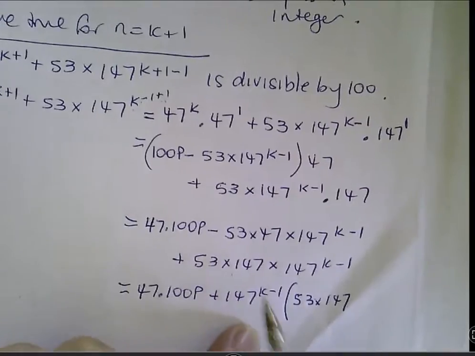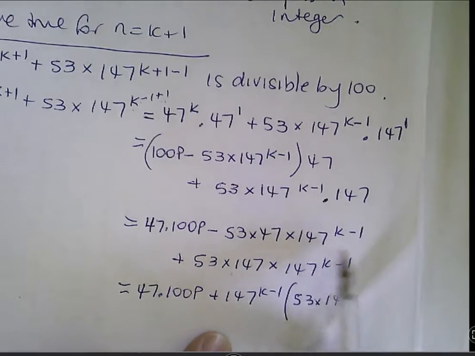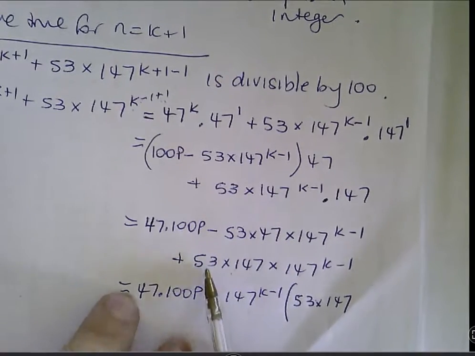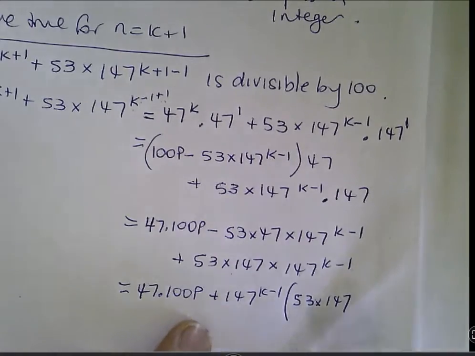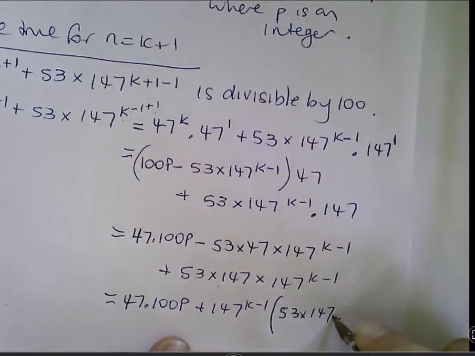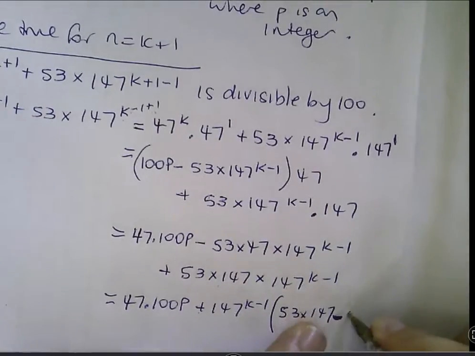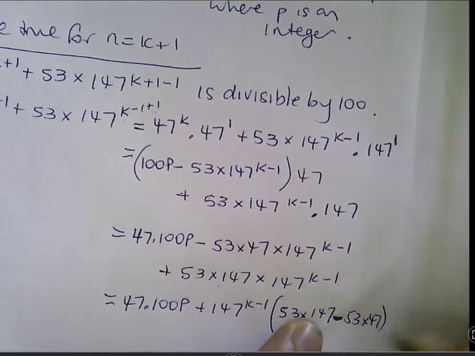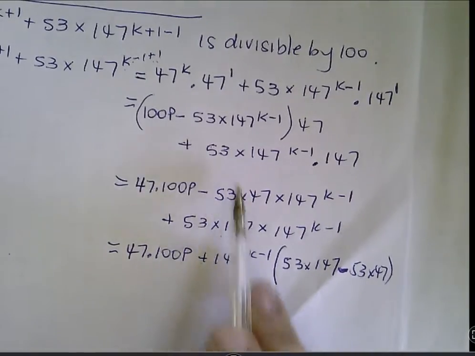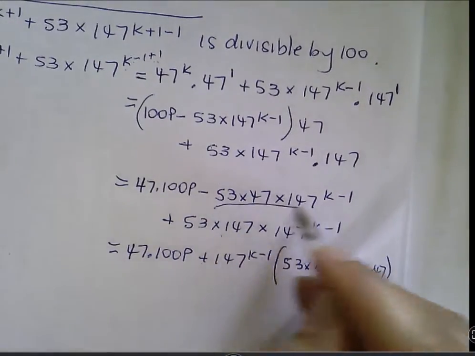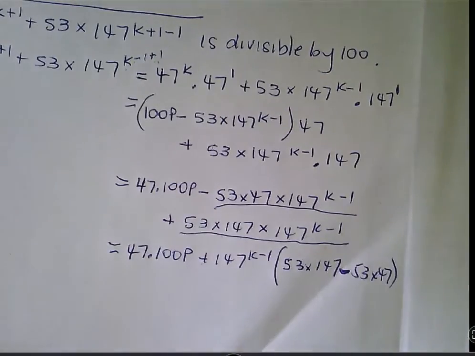You see what I'm doing? I took out the 147 to the k minus 1, but I've got the 53 times 147 first because I put a plus here. But then for the second one I'm going to go minus 53 times 47. Close bracket. See what I've done? I've just changed the order of these two terms. This is one term and that's the other term.